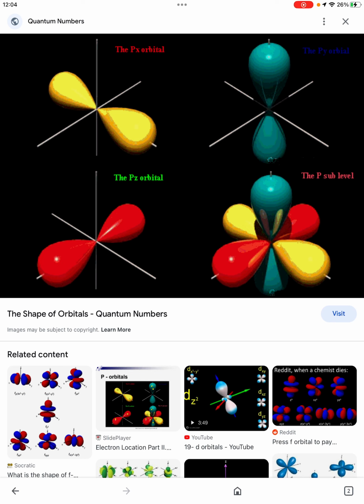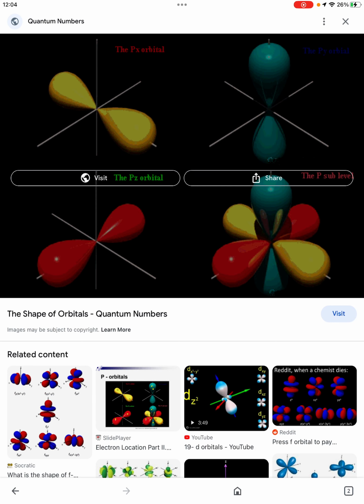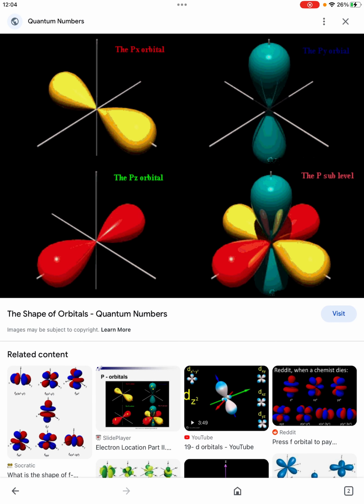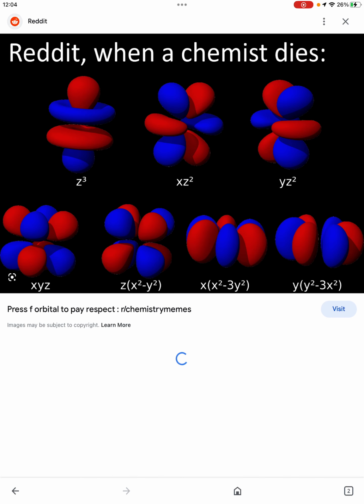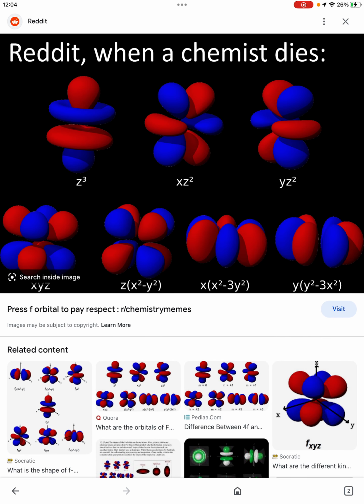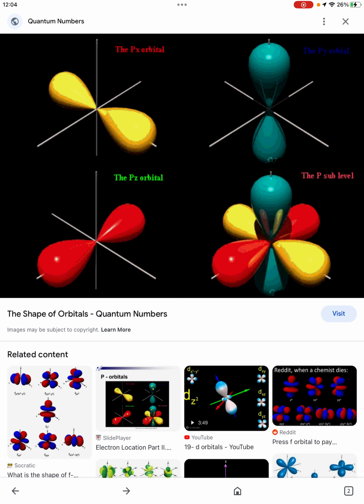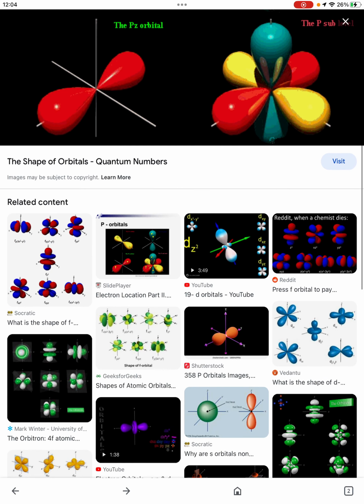These are the p orbitals, aligned along the 3 axes. Remember that they're all happening together at the same time. Okay. Here are... not the ones I want. Let me see if I can find them.